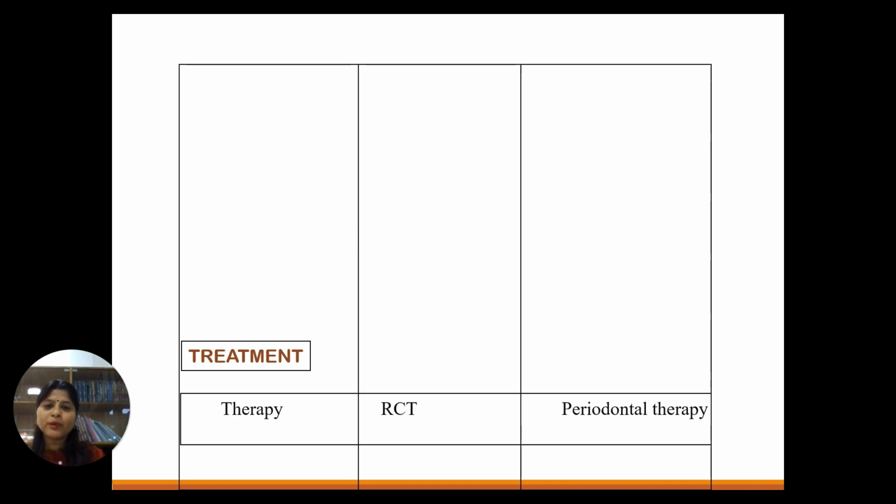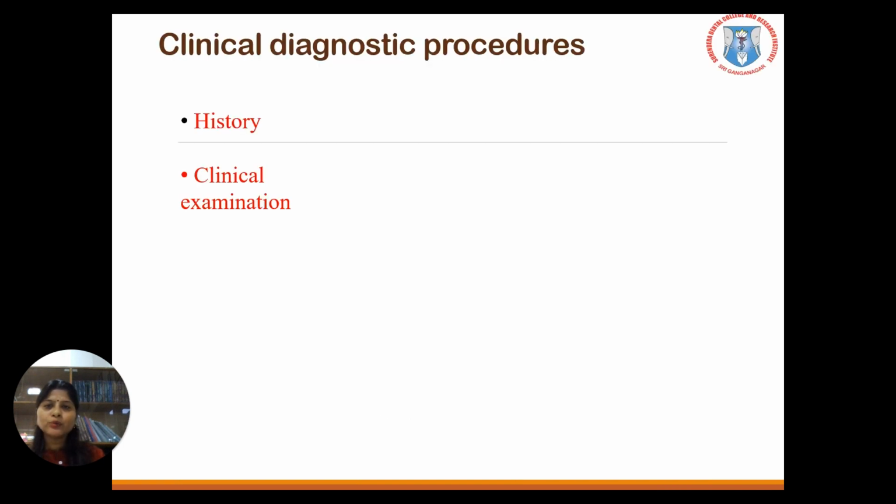So treatment for pulpal disease will be root canal treatment. For periodontitis, it will be scaling and root planing, which will be followed by a surgical phase. Now, how to diagnose it?